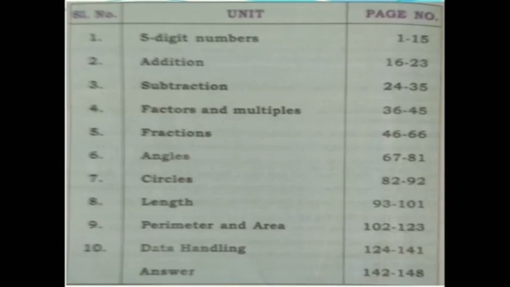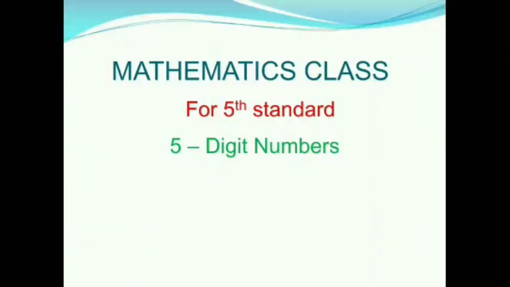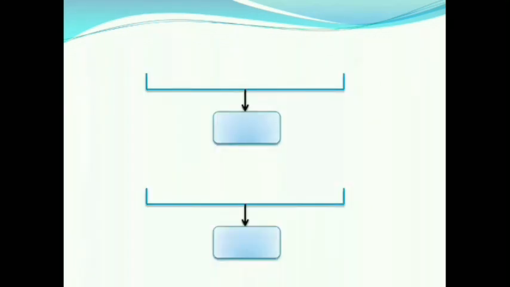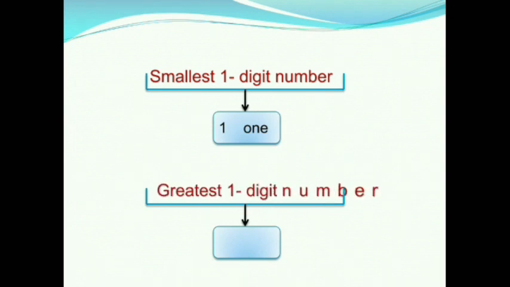From this class, we will be learning the first lesson, 5-digit numbers. Mathematics class for 5th standard. What is a number? A number is a combination of digits. Which is the smallest single digit number? Yes, it is 1. Smallest one digit number is 1. So the greatest one digit number will be 9.